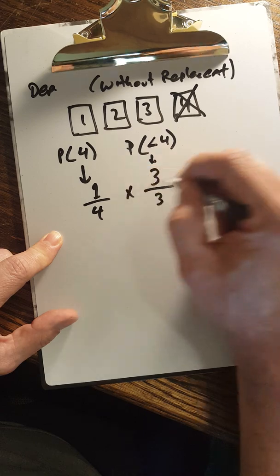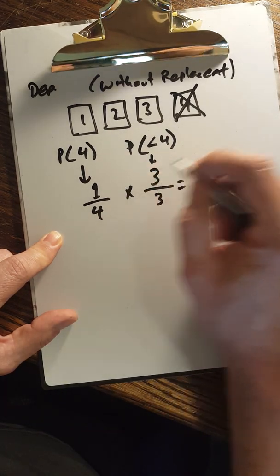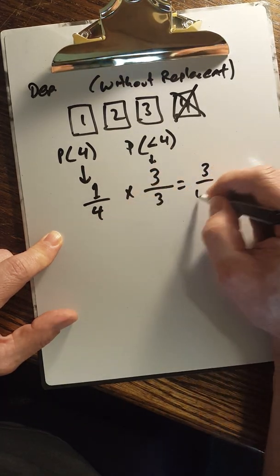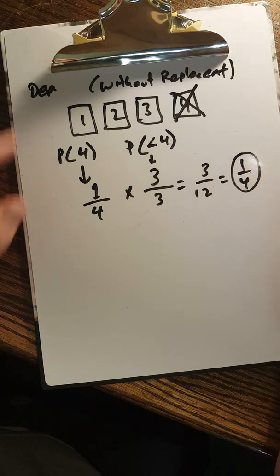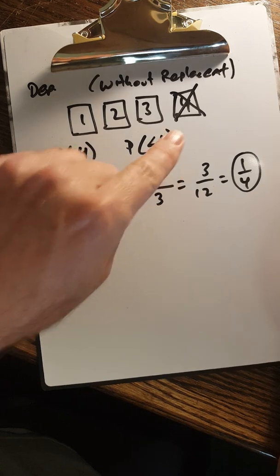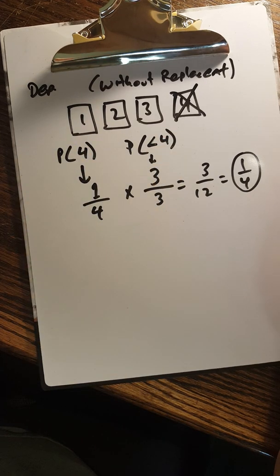So now we multiply those two together. 1 times 3 is 3. 4 times 3 is 12. That reduces down to 1/4. There's a 1 in 4 chance of picking a 4, tossing it away, and then picking a number less than 4. That's one example.